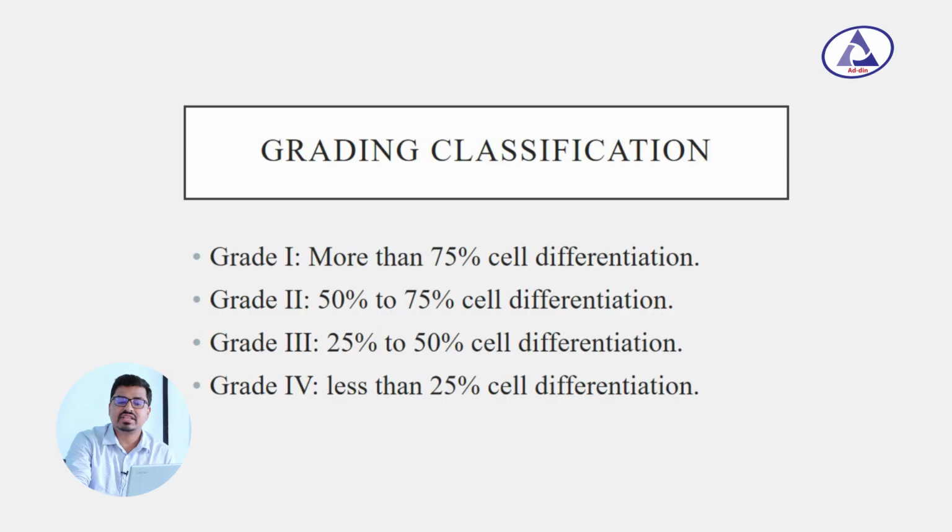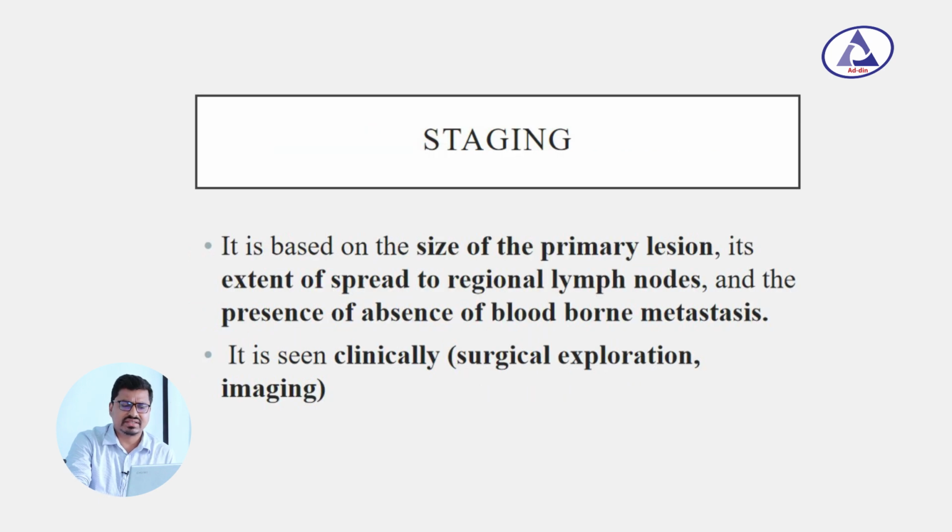Grade 1 is more than 75% cell differentiation. Grade 2, 50 to 75% cell differentiation. Grade 3, 25 to 50% cell differentiation. Grade 4, less than 25% cell differentiation. Now, what is staging? It is based on the size of the primary lesion, its extent of spread to regional lymph nodes, and the presence or absence of blood-borne metastasis. Staging is seen clinically. It has more important clinical value than grading.